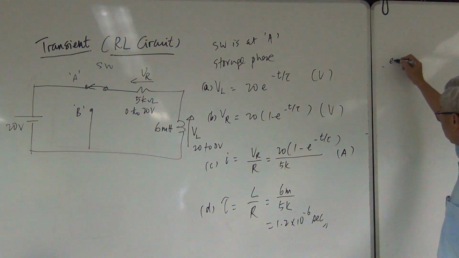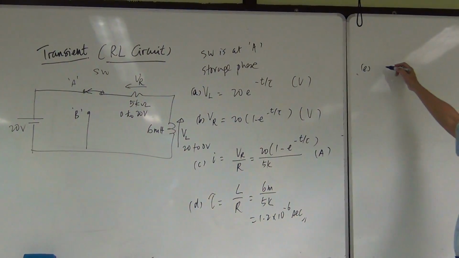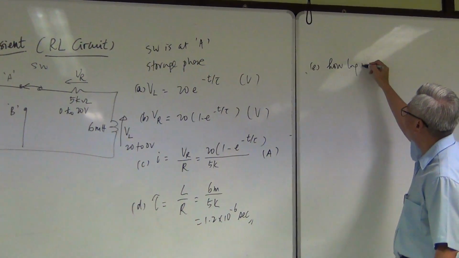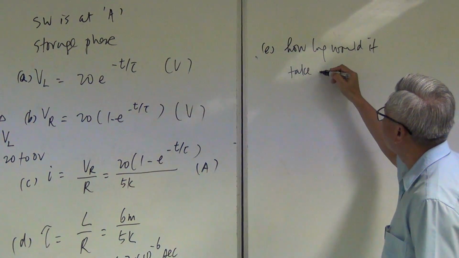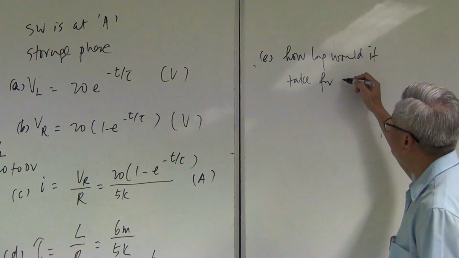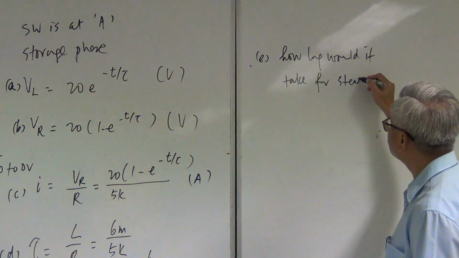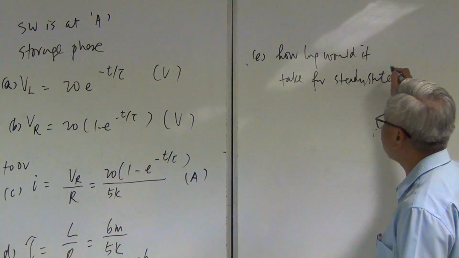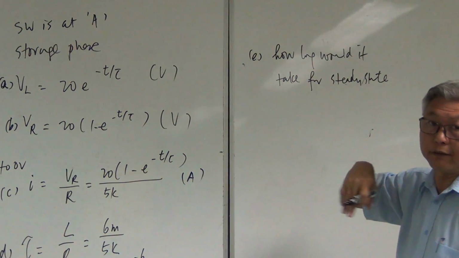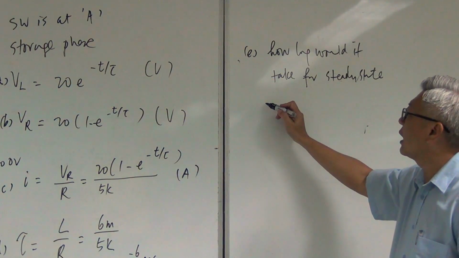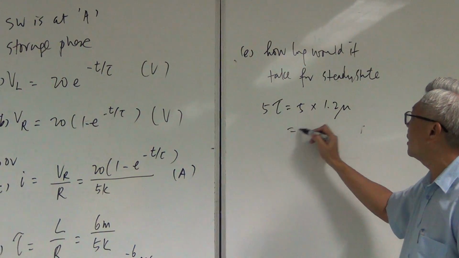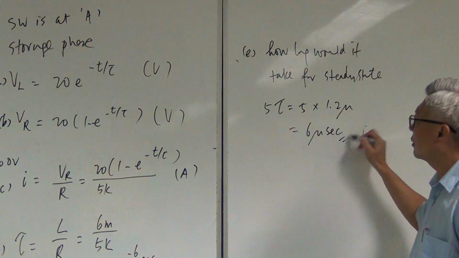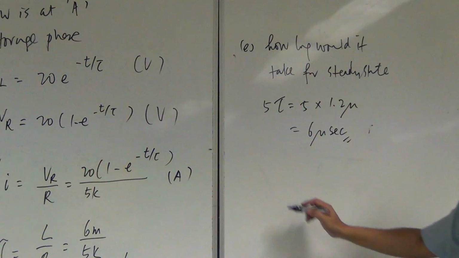Then part E. How long would it take for a steady state? It means to say finally the current is just 20 volt divided by 5K, right? The answer is 5 time constant. So it's 5 times 1.2 microsecond, so it's 6 microsecond. Okay?